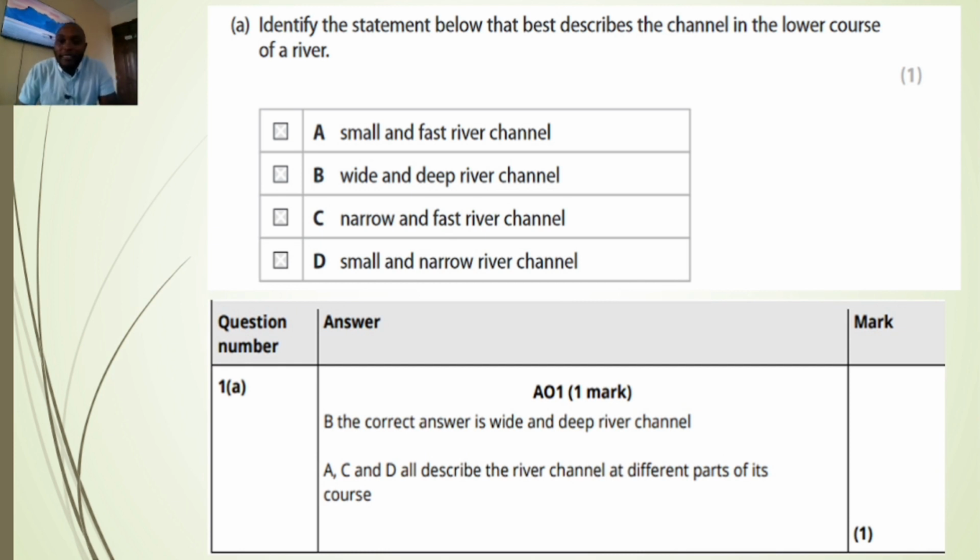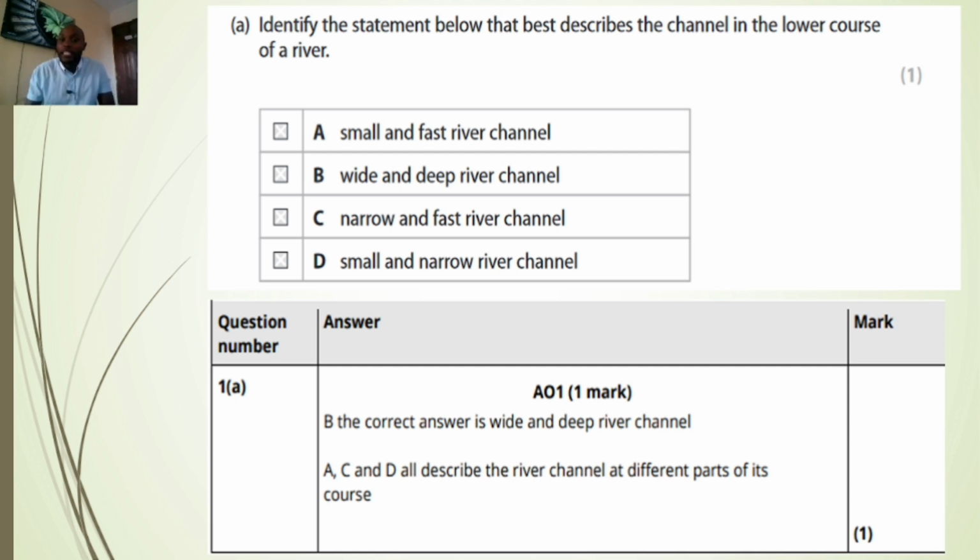We are going to have the wide and deep river channel. Why? Because the lower course of the river is not upstream but downstream. Upper is upstream, lower is downstream. So when you move downstream, the width of that river is widening, and also the depth of that river is deepening. So when you talk about small, that's very wrong.